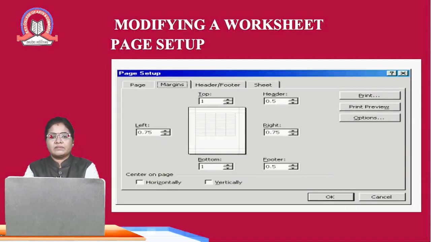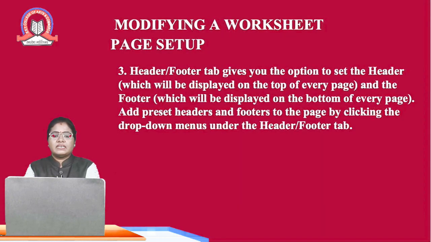So the second option in the page setup is margin. Left, top, header, right, bottom, footer. Values can be changed using the scrolling buttons. Horizontal and vertical center on the page also can be assigned. After that, clicking OK, it will be accepted. And the options selected are applied to the pages. We can see that.